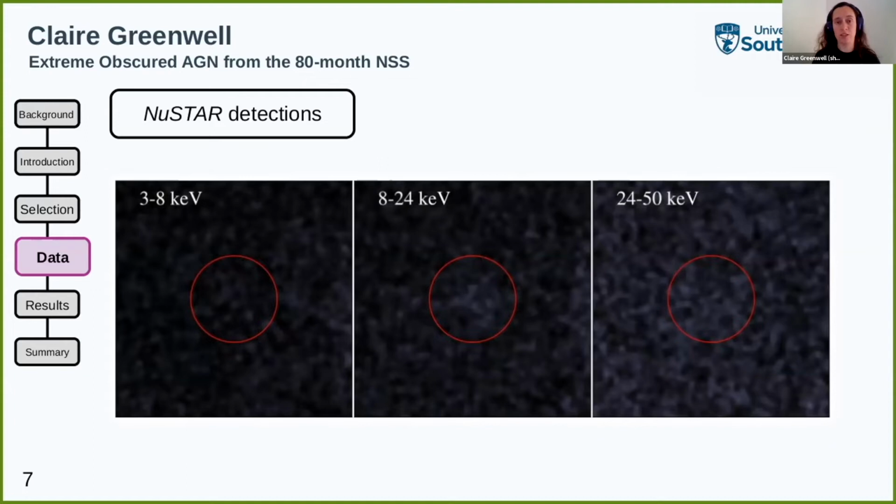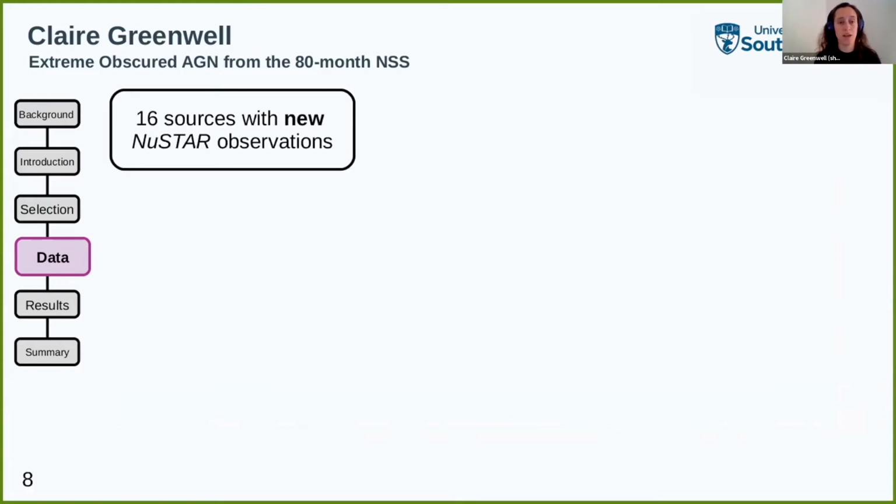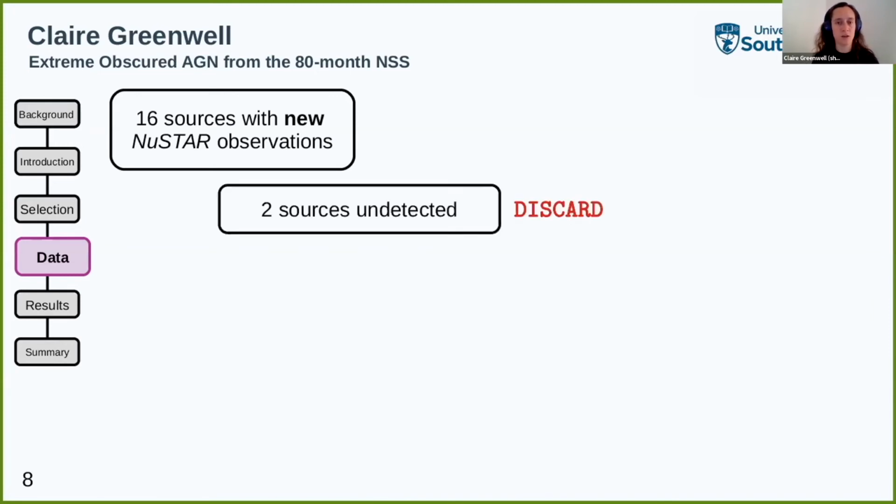This is also included because you don't actually need a soft detection. It can drop out in that band and still be an interesting source for us. So we end up with these 16 sources that are above our band ratio threshold with new NuSTAR observations. 2 of them are not detected with this method that I just talked about. This doesn't mean that they're not real necessarily, it's just a slightly different method than was used for the catalogue, with a slightly different threshold.